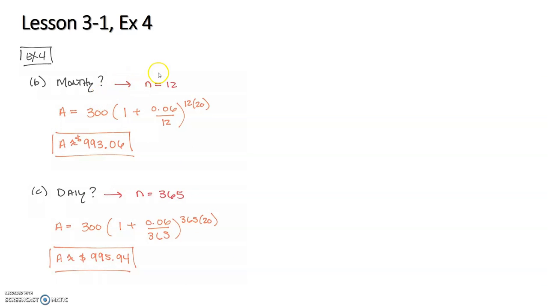For B, what if it's monthly? Well, that's every month, so there's 12 months in a year, so N would equal 12. In this case, we have $300, same interest rate, same overall term, but if it's compounded monthly, the account balance moves to $993.06.